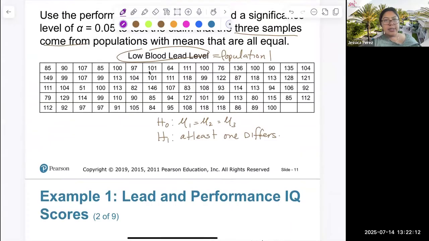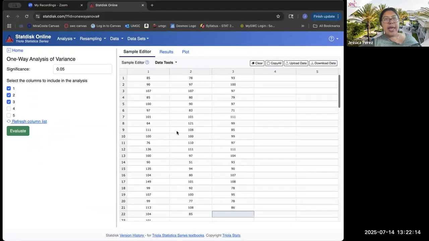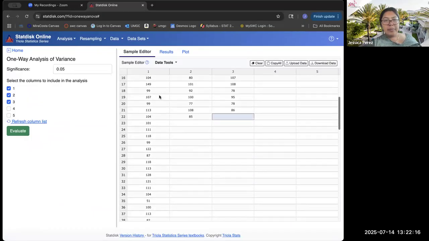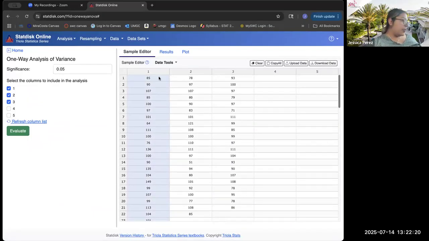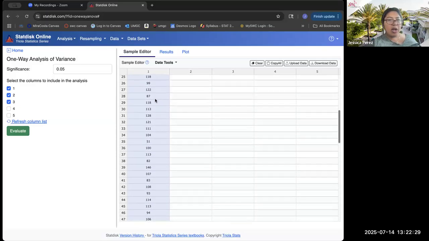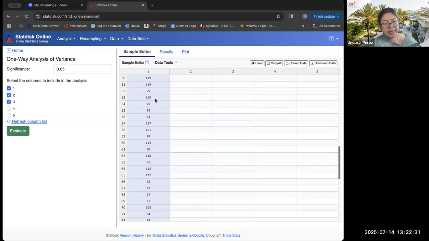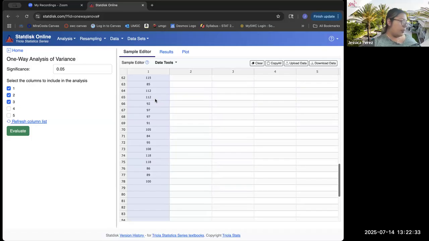So I'm going to go into StatDisk. Notice that I've inputted already. This row here represents all of the values from the low blood level. So 85, 90, 107, I have all of those values already listed here. Notice that they're already included.